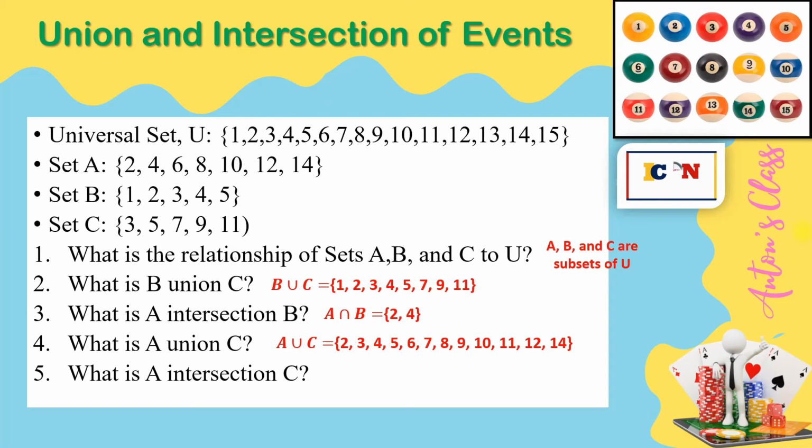Now, what is A intersection C? Since there are no common elements between A and C, A intersection C is an empty set or a null set. So, no element. Okay, to make this presentation clearer, let us make use of the Venn diagram.